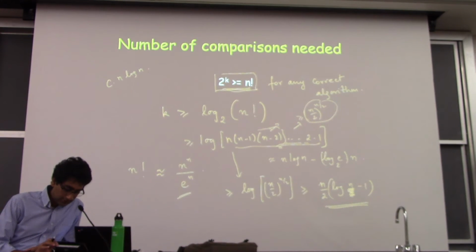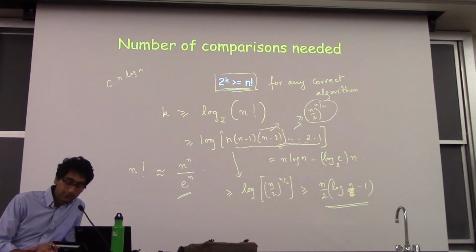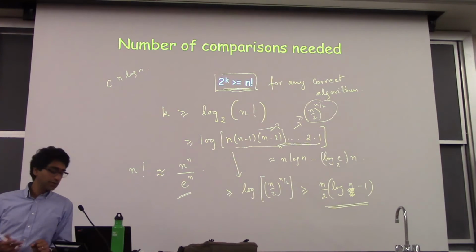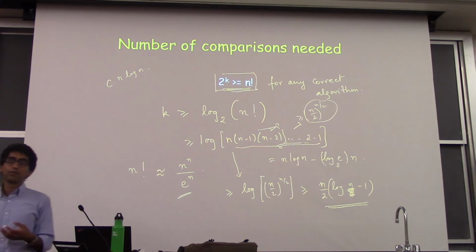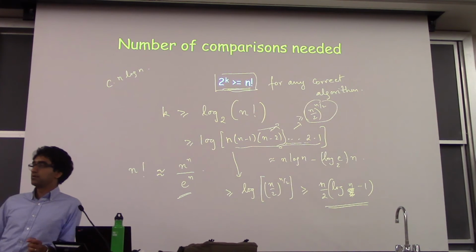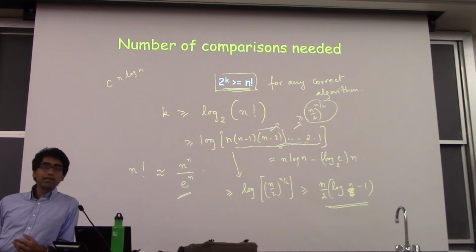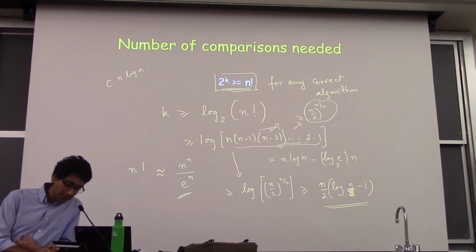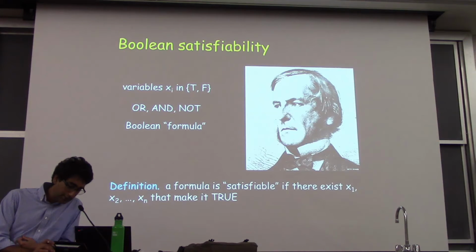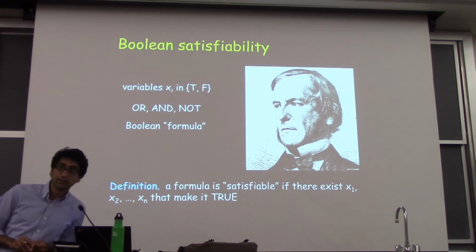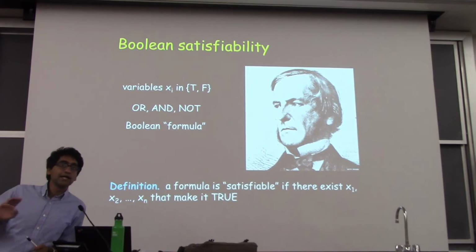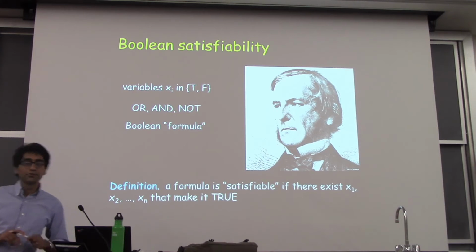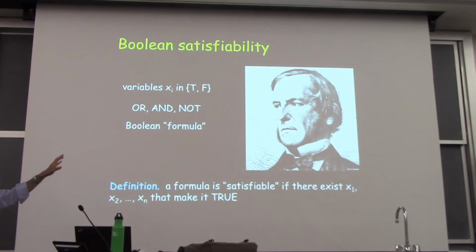Okay, so this is for sorting. So you could ask, what is true for other problems? There are more interesting problems. Sorting is just one basic example. So let's consider another problem which is very important in computer science, and this is called Boolean satisfiability. How many of you have seen the satisfiability problem before? Good, many of you have. So let me just go through it anyway.